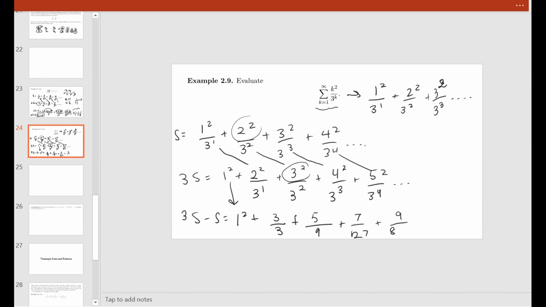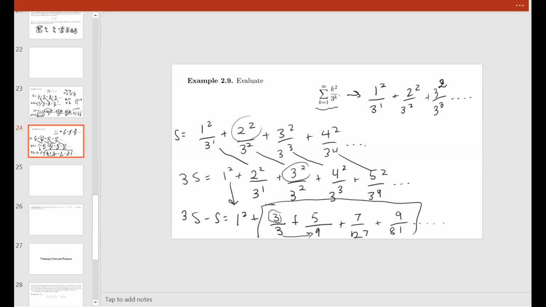And then 9 over 81. And notice that this part right here is an arithmetical geometric sequence because we have 3, 5, 7, 9, which has common difference 2, and the denominators are getting multiplied by 3.